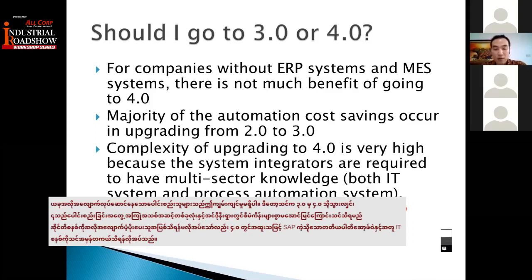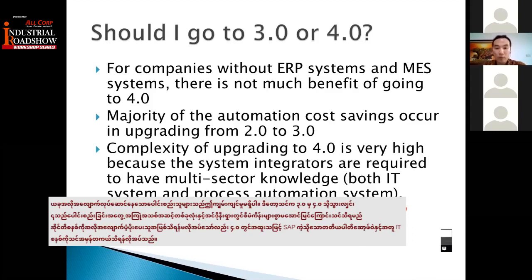So if you're going from 3.0 to 4.0, you must know that it's a whole new level of integrator experience. And a lot of projects have failed in Indonesia because the integrators are not yet experienced at these two different worlds. Because most of the time, we do not need to know IT system as an automation provider.